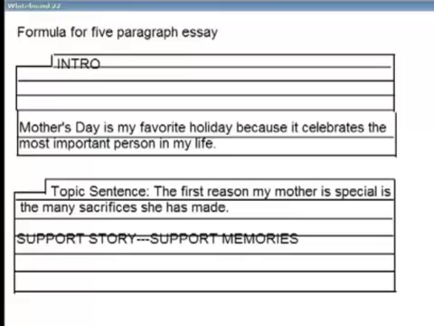And that's the second kind of paragraph that you need to know how to write. So let's put the label up here. We'll call it a body. And remember that you're going to be writing 3 of those babies.